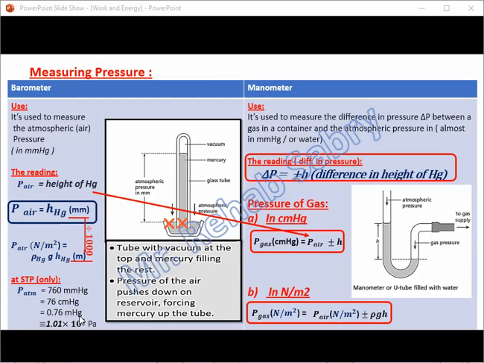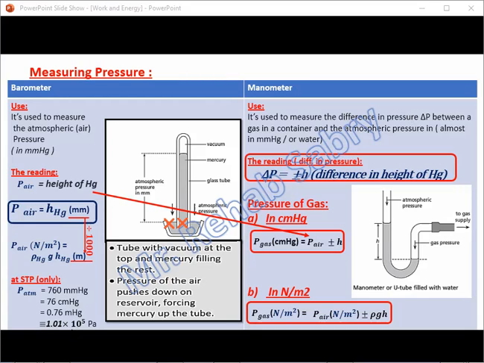If we change this unit, which is meter mercury, to Newton per meter squared, which is Pascal, we will find that the equivalent pressure will be 1.013 times 10 to the power of 5 Pascal. Excellent.